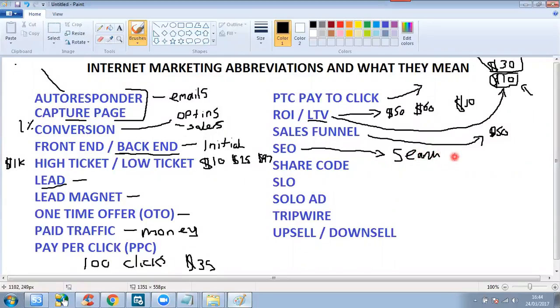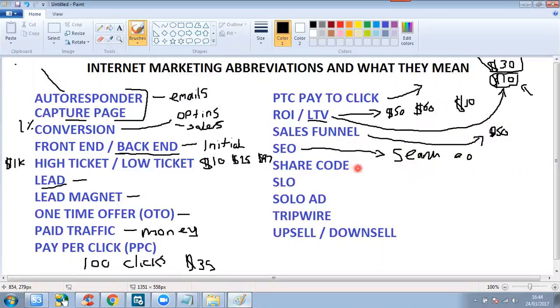I'll just put search EO. Terrible, I know, I've got terrible paint skills, but hopefully very soon I'm going to have my drawing pen that I've ordered arrive in the post, so I should be able to do a lot better drawings.